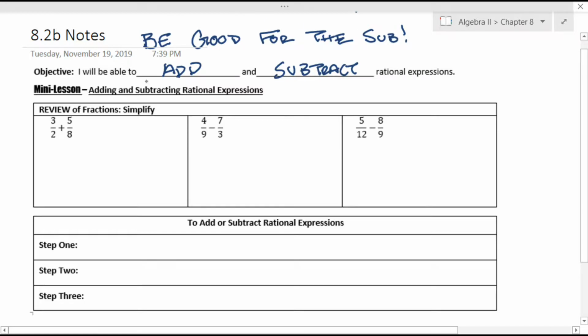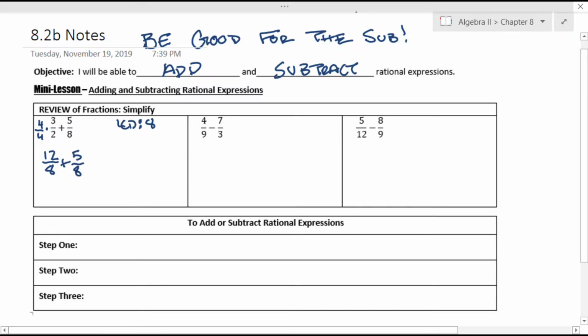So when we add or subtract fractions, we need to get common denominators. The smallest common denominator that both 2 and 8 multiply to is 8. So what do I have to multiply 3 halves by to get to 8? That is 4 over 4. So 4 times 3 is 12, and 4 times 2 is 8. And then this one we don't have to change at all. It's just going to stay 5/8.